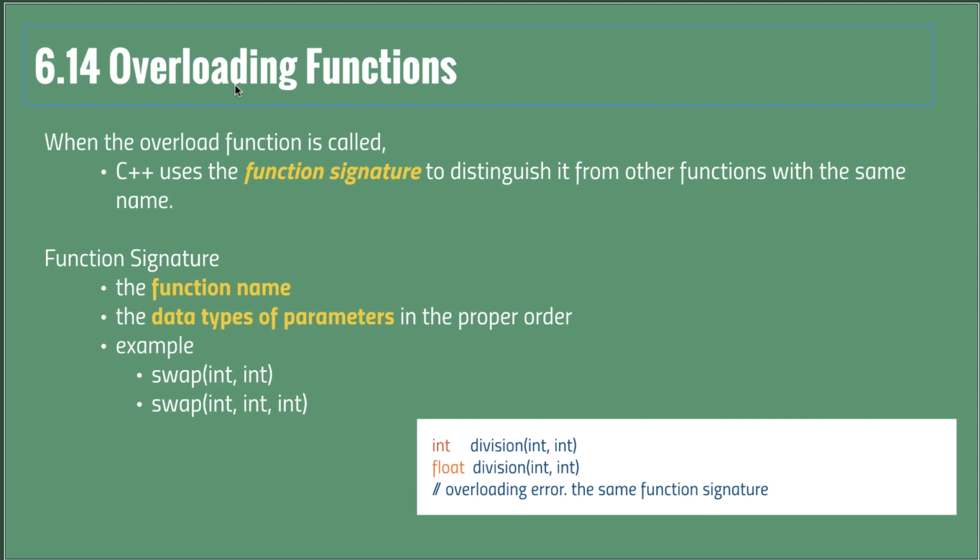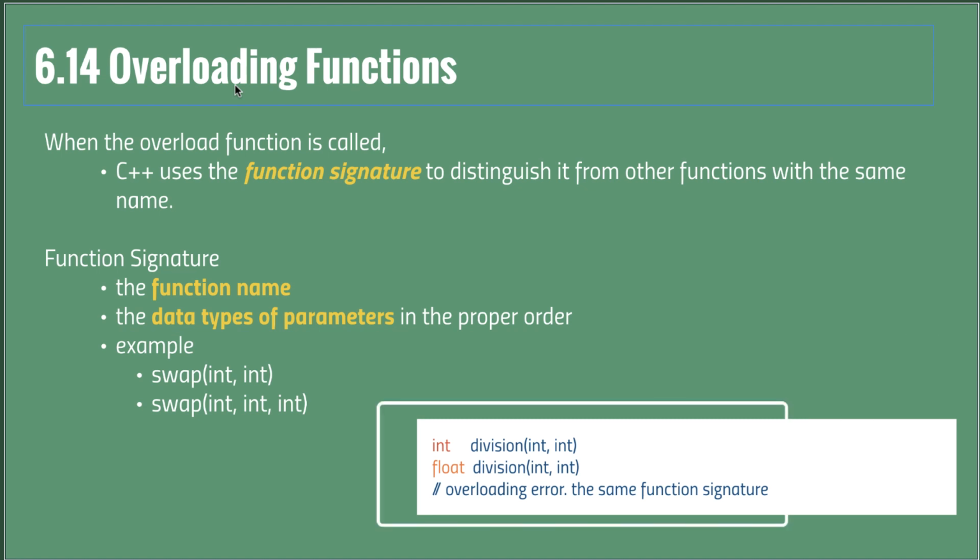And now let's talk about another keyword, the function signature. The function signature is used to distinguish a function from other functions with the same name. A function signature consists of the function name and the data types of the parameters in the proper order. In this example, those two functions have different parameter lists, so they can be regarded as function overloading.